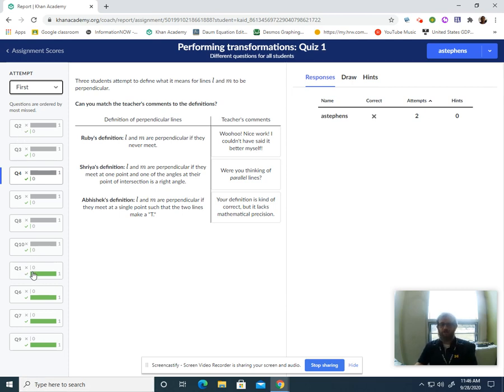All right, question 1, the very first time I tried it, I got it correct. So if you go to last, it's still correct. If you go to question 2, however, the first time I tried it, I got it incorrect. And then the second time I tried it, I got it correct.